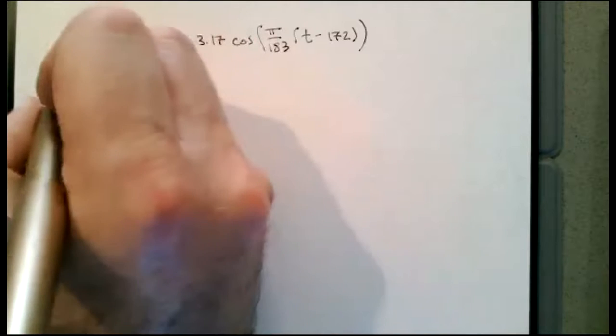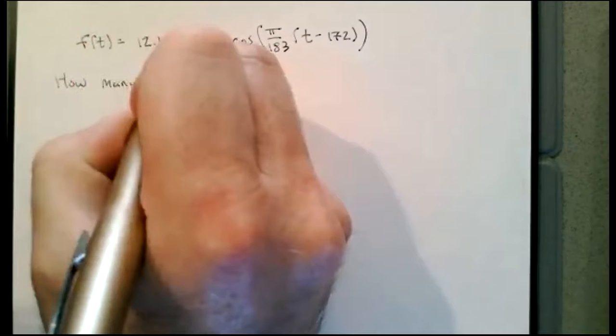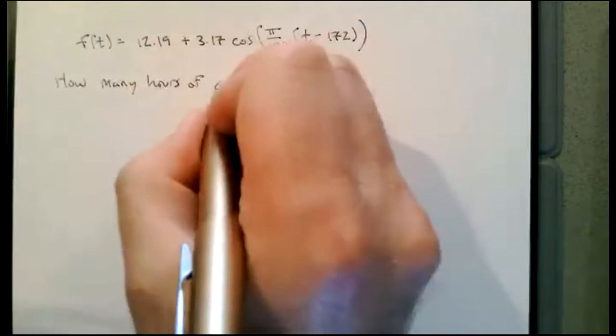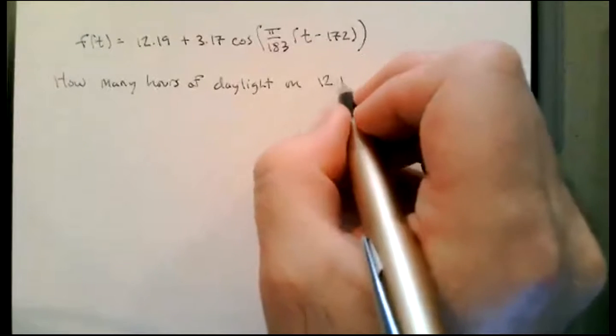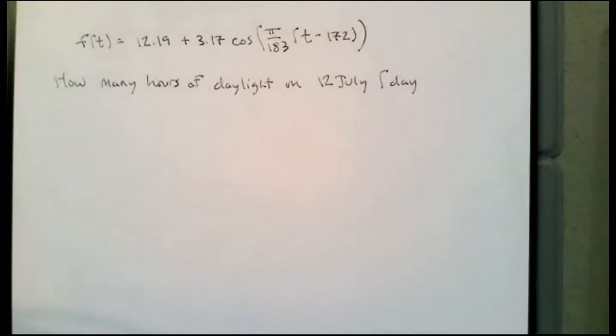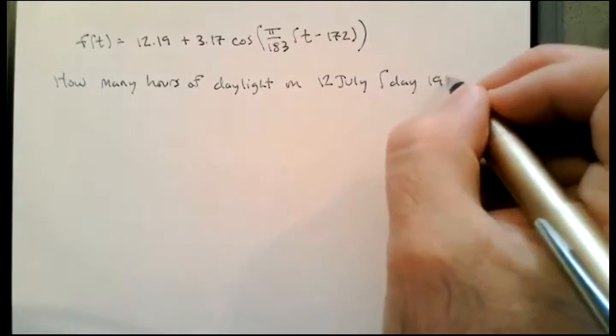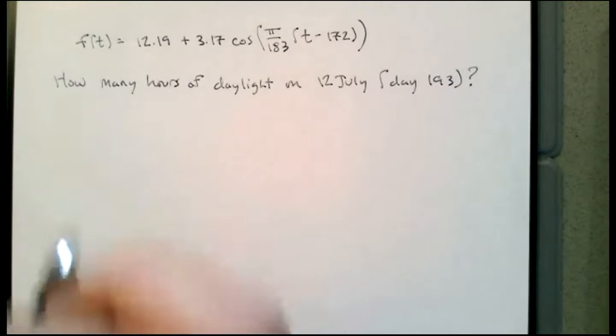So I could ask a question. How many hours of daylight on July 12, which is day 190 something, 193. So I've given you a value of t and asked for the hours of daylight. We just need to take the 193 and plug it into the function.